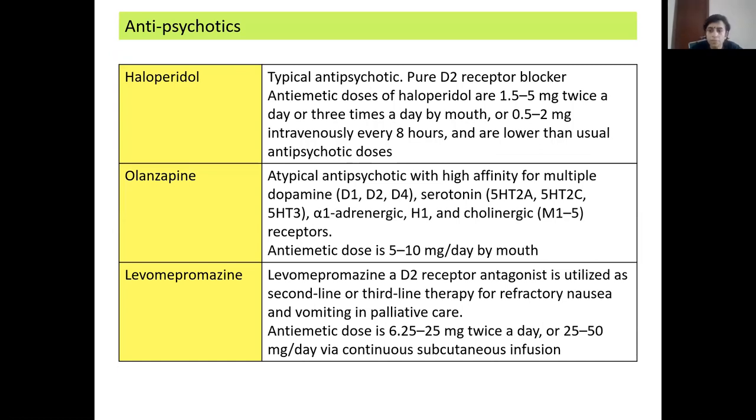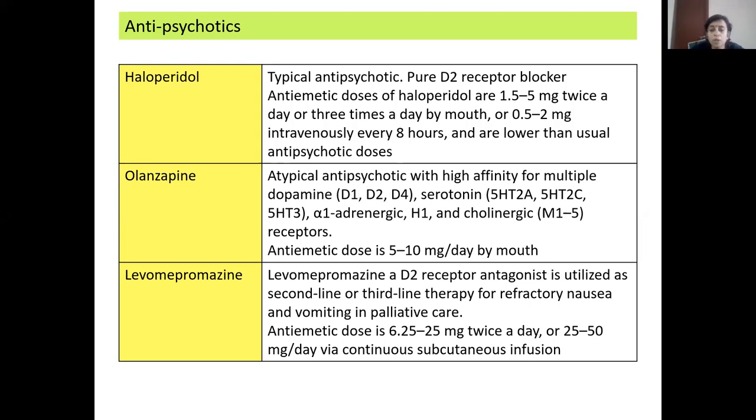A very important antiemetic that we use, very effective, is haloperidol. It is a typical antipsychotic. It is a D2 receptor blocker. The dose is slightly different from the dose that we use for delirium. It is 1.5 to 5 milligram a day or twice a day can be used. Generally, we don't need higher doses of haloperidol for controlling nausea and vomiting when compared to delirium.